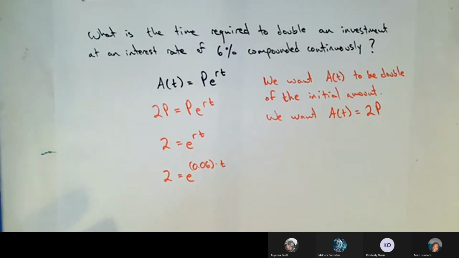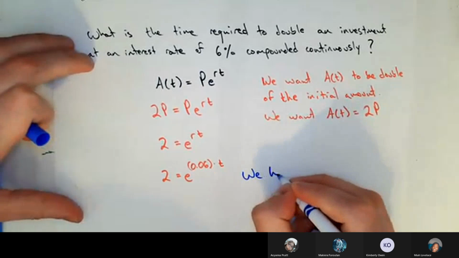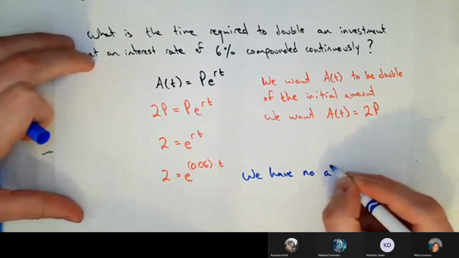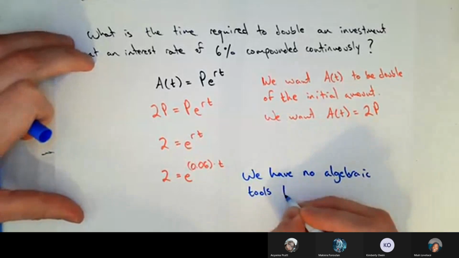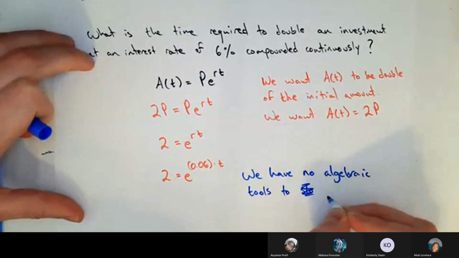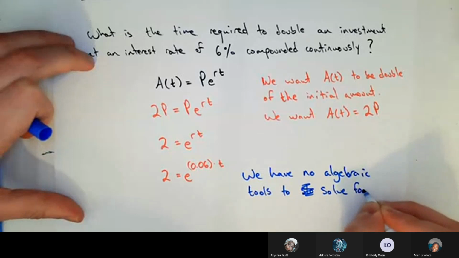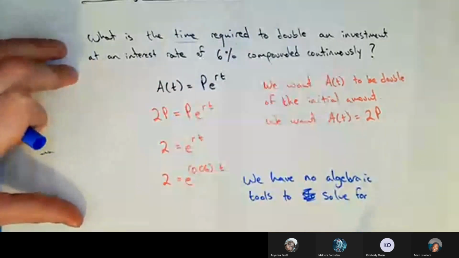You hit a roadblock, right? Because how do you solve for t when it's buried up in the exponent position? We have no tools for this yet, other than maybe plugging in a whole bunch of numbers and trying them, maybe graphing it or something. We have no algebraic tools to solve for time, which is of course what the question asked for. Time.